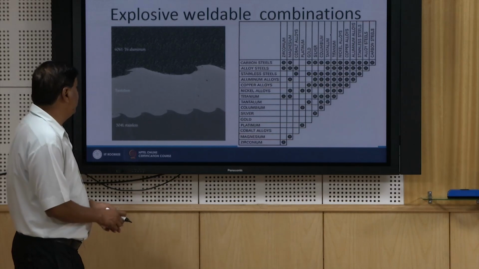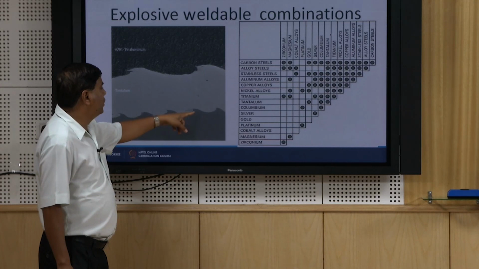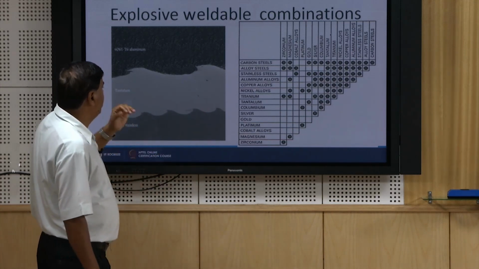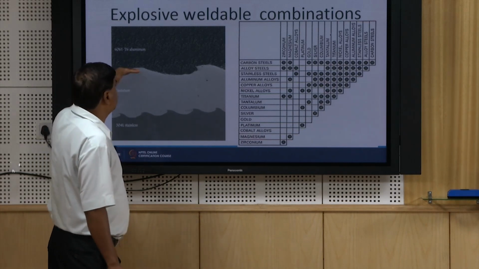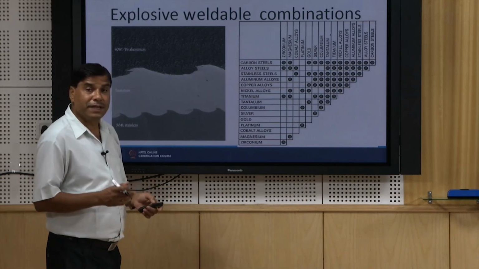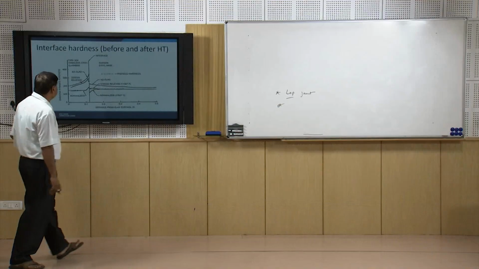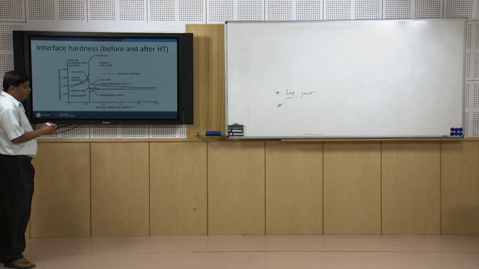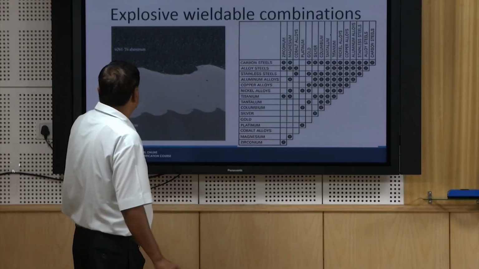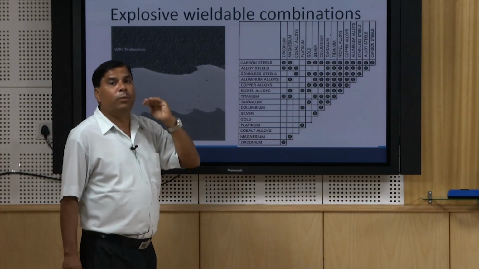So, here typically what we can see is the kind of waviness which is present, and this waviness determines the strength of the explosive joint. If it is largely flat, then the flat interface will be offering lower strength as compared to the wavy structures. So, here this is the region where the plastic flow of the material will be taking place. So, this plastic flow of the material will be causing the work hardening of the material.